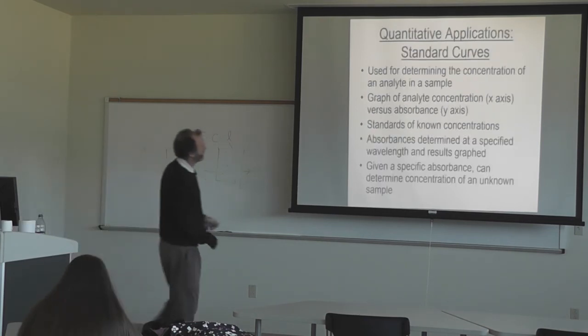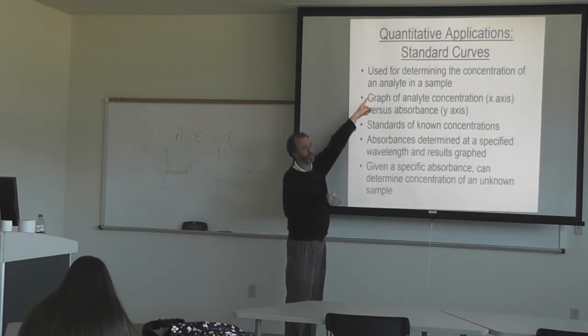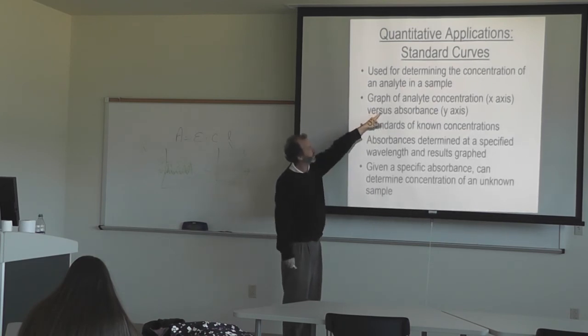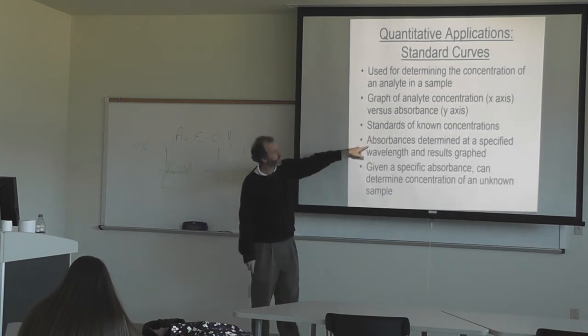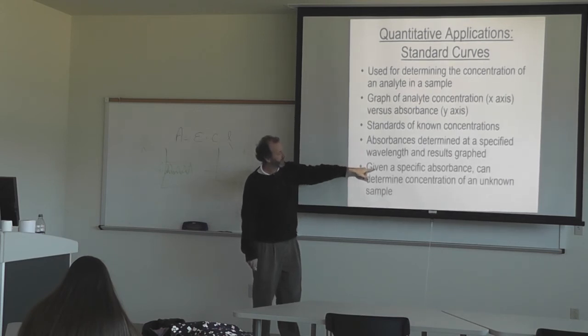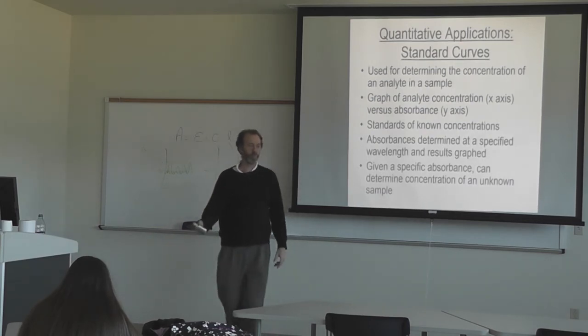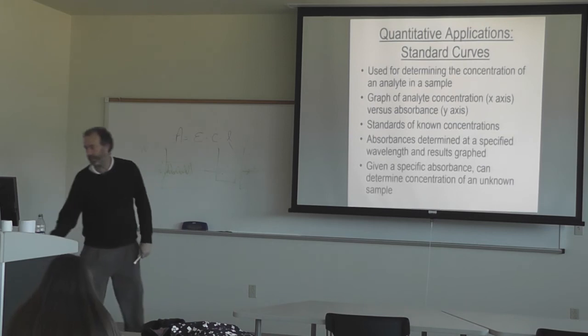So quantitative applications for standard curves, we know this, right? You use known amounts, measure the absorbance for those, and you can graph a curve with the analyte concentration on the X versus the absorbance on the Y. Standards of known concentration, the absorbances determined at a specific wavelength and results graphed. Given a specific absorbance you can determine the concentration of an unknown sample. So we have an unknown absorbance and we can track back to see that.